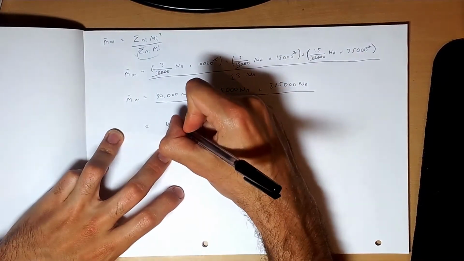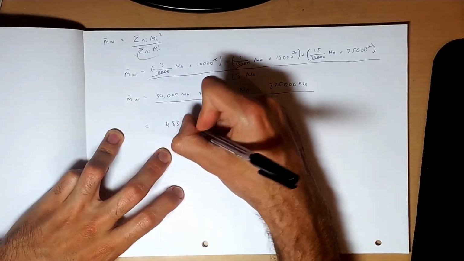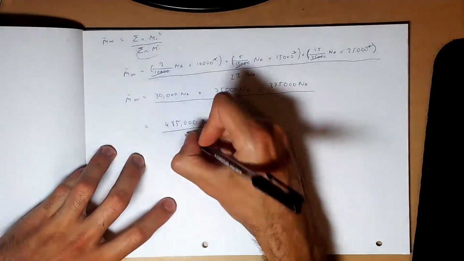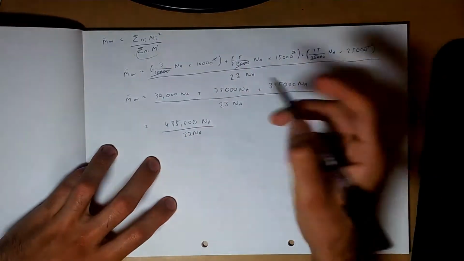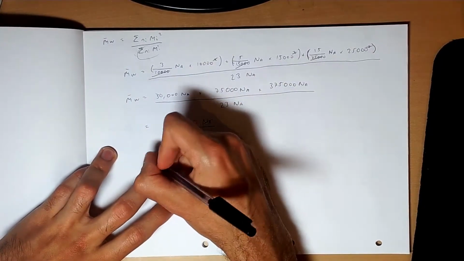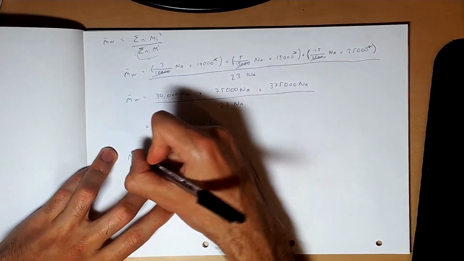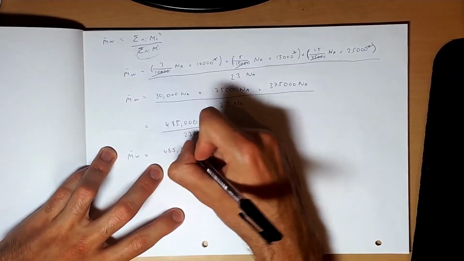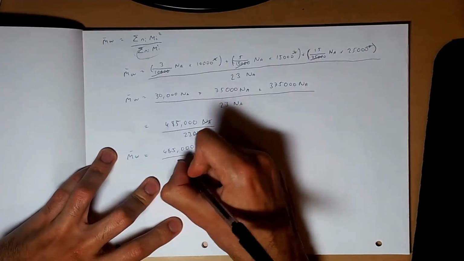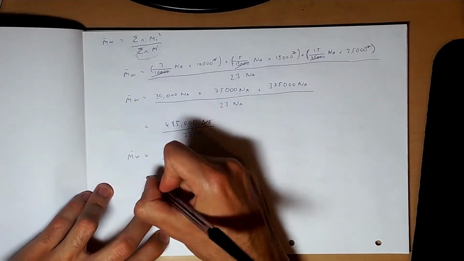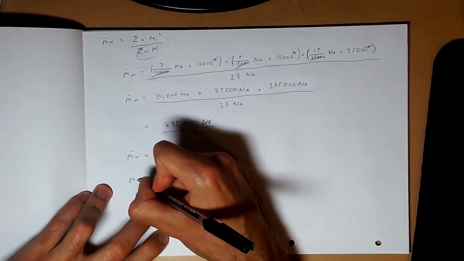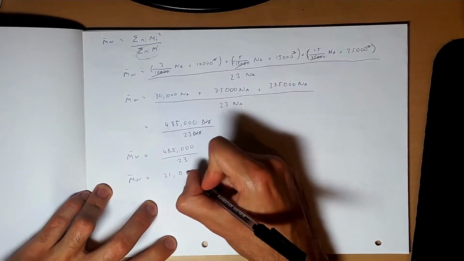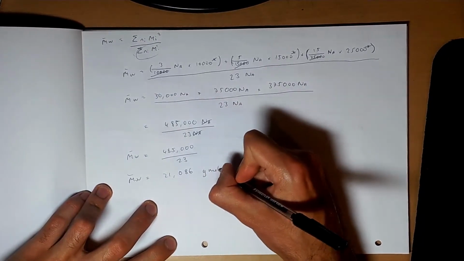So collecting this together, again the Na's cancel out, and we are left with Mw being equal to 485,000 over 23, and that is equal to 21,086 grams per mole.